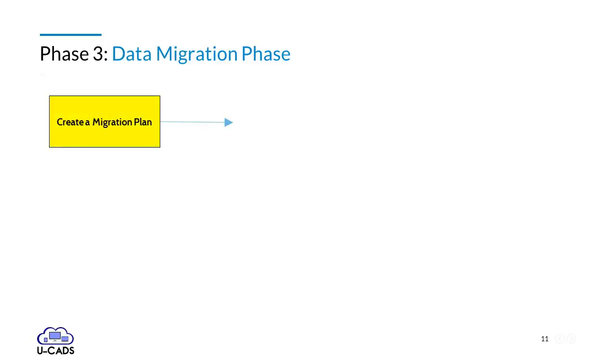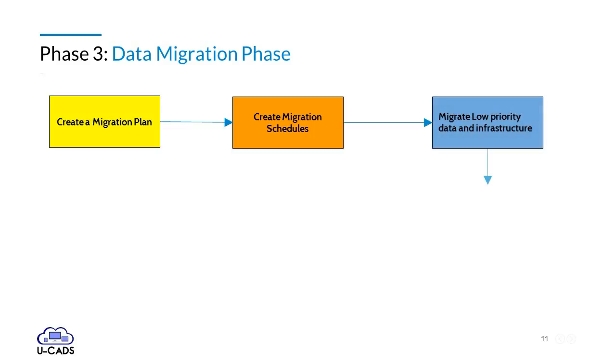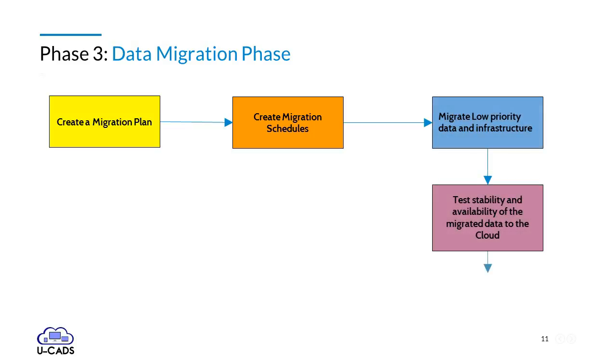Phase 3. Data Migration Phase. Create a migration plan. Create migration schedules. Migrate low-priority data and infrastructure. Test stability and availability of the migrated data to the cloud. Create rollback plan.